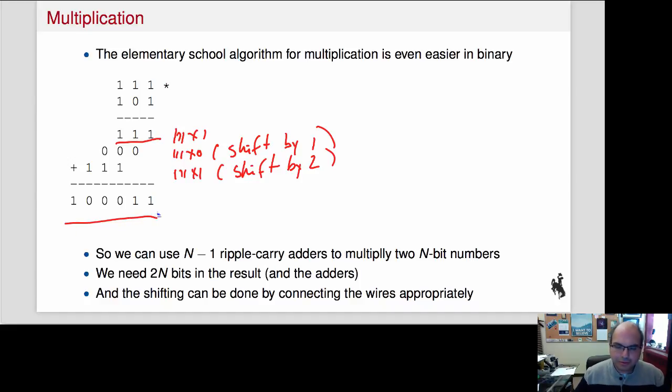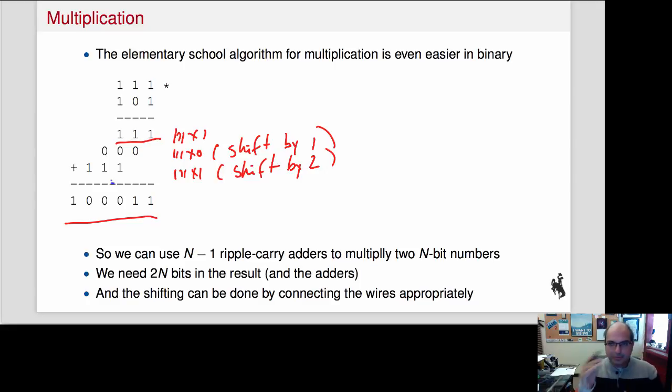Adding those numbers, well, that's just a ripple carry adder, okay? And so we actually need about n minus 1 ripple carry adders, right? Here they are, the first one, second one, and third one to be able to do it. So I'm adding three things. I need two adders to be able to add that. You need 2n bits for the result, and that's simply because when I multiply two n-bit numbers, the answer is a single 2n-bit number, or potentially that's as large as it needs to be.